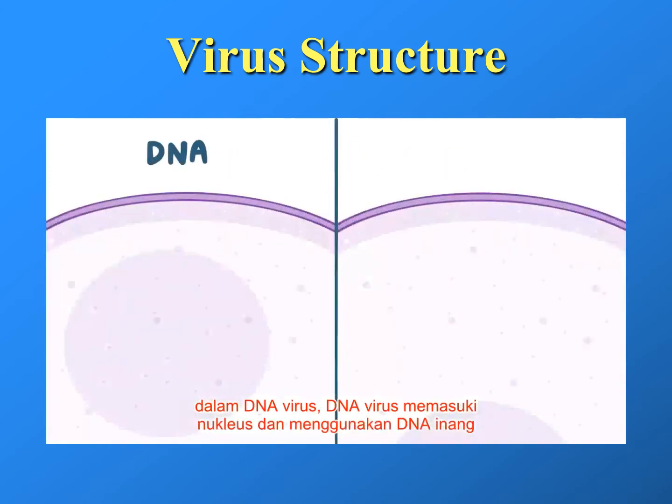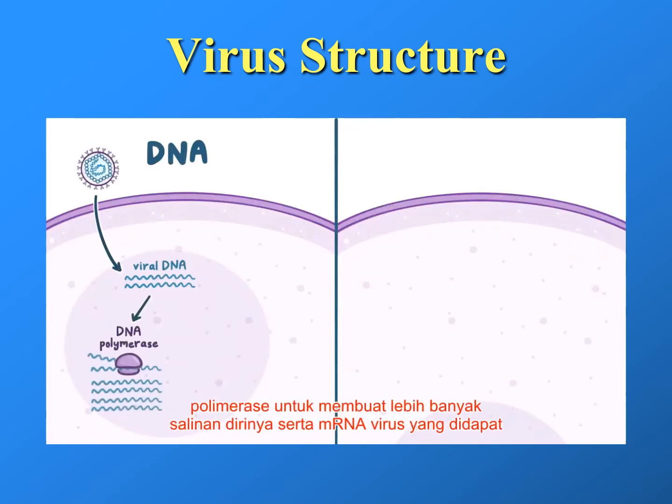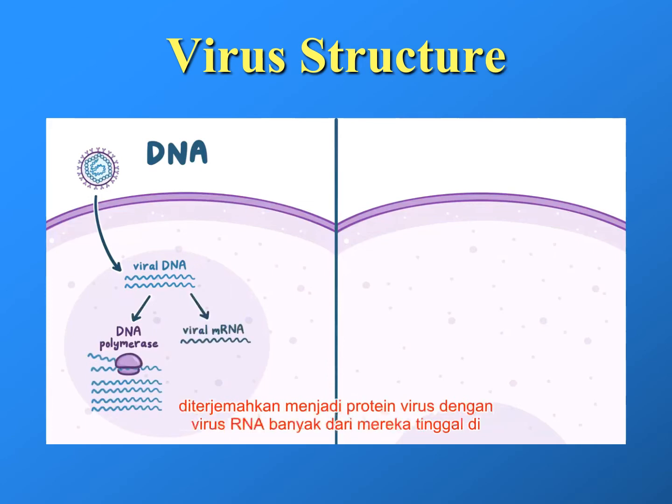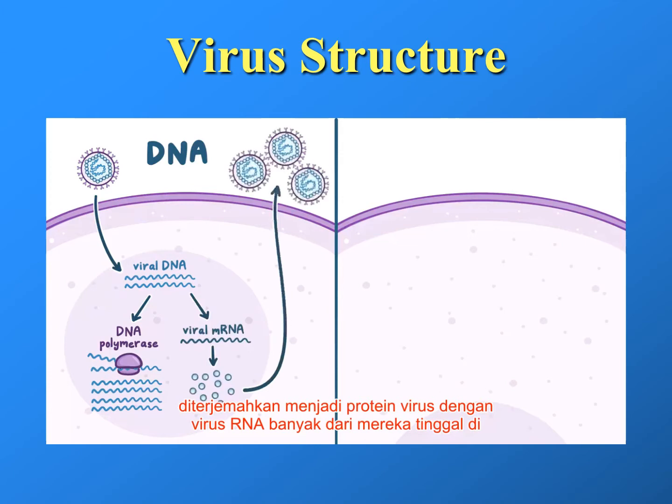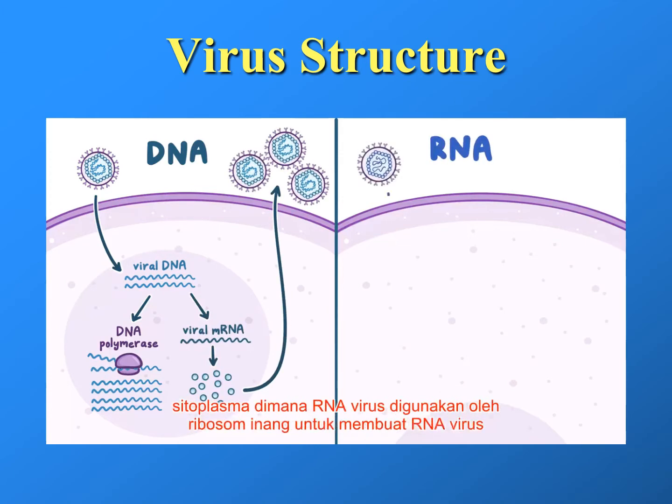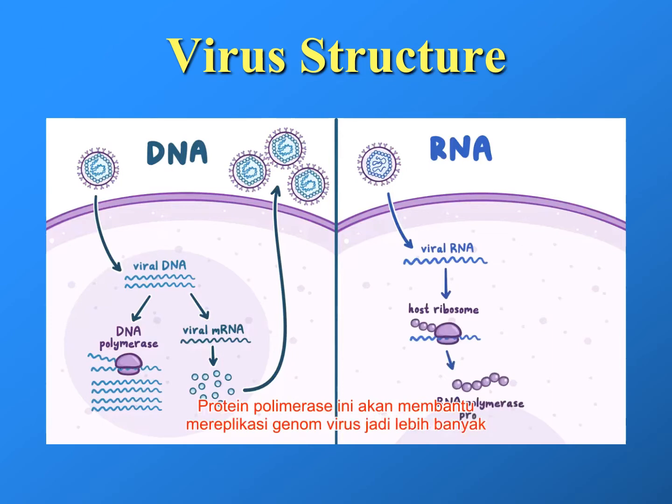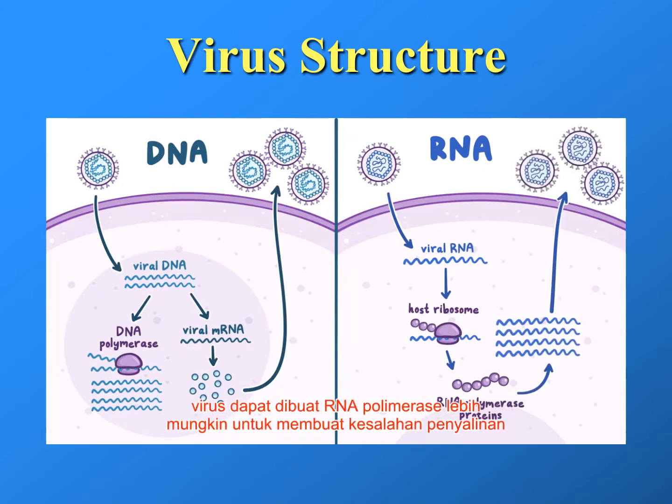In DNA viruses, the viral DNA enters the nucleus and uses the host's DNA polymerase to create more copies of itself, as well as viral mRNA that gets translated into viral protein. With RNA viruses, many of them stay in the cytoplasm, where the viral RNA is used by the host's ribosomes to create viral RNA polymerase proteins. These will help replicate the viral genome so more viruses can be created.